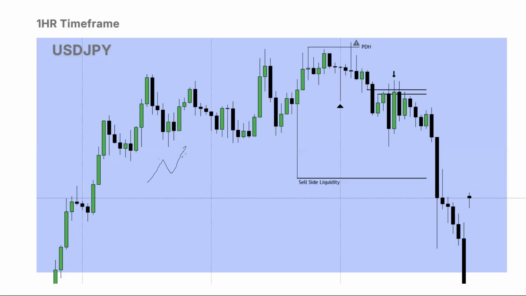Okay, so you can see this high was taken, and before taking this high, it created a low. If price comes down to break out this low, what happens? We have a market shift. The market has shifted from bullish to bearish.